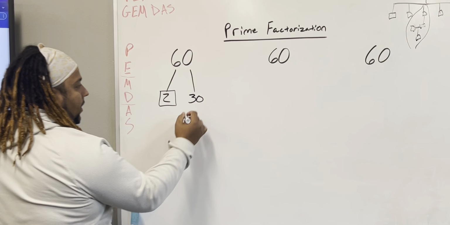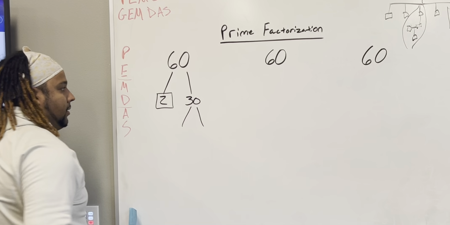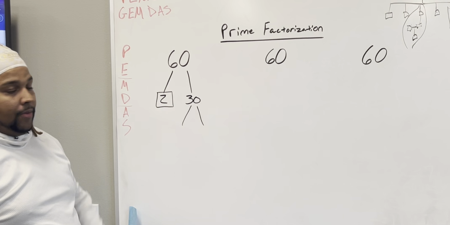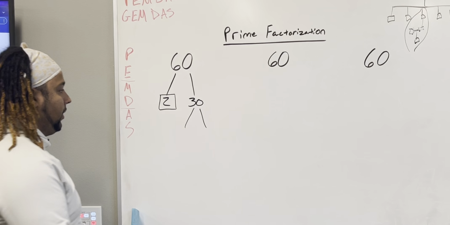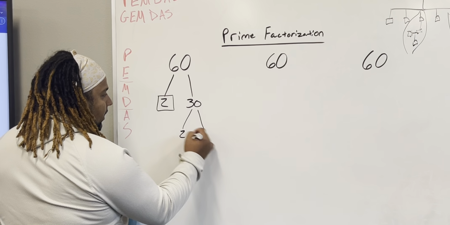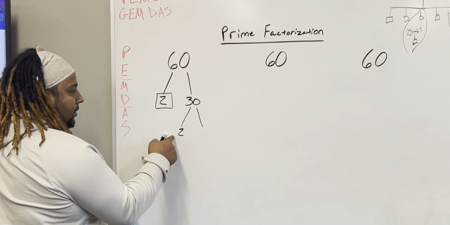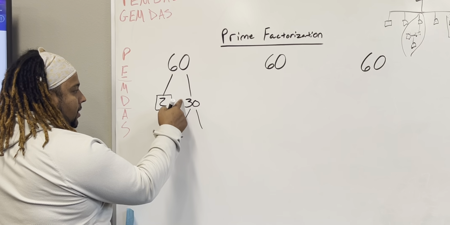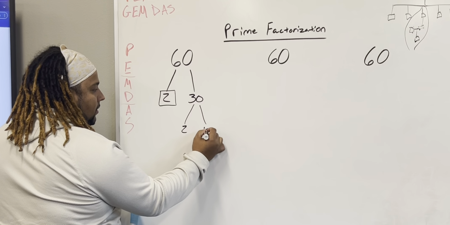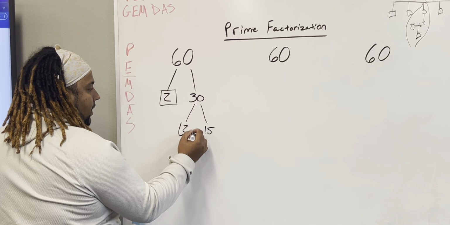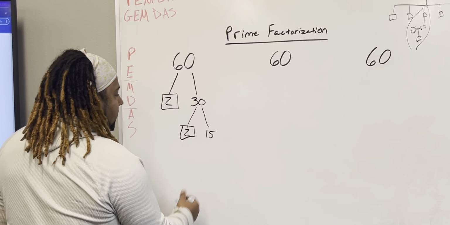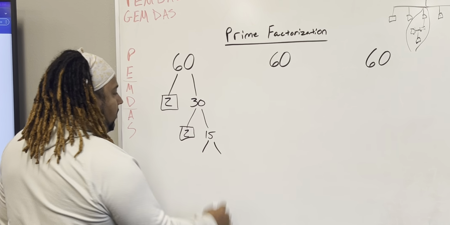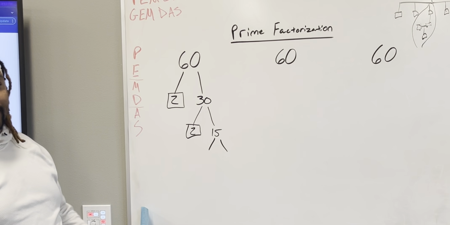But now I have to break down 30. So in this situation, I know 30 is also an even number, so I can do 2 again. Then 30 divided by 2 will give me this answer. 30 divided by 2 is 15. Okay, I have another prime. Now I have 15. I need to break this number down. Now 15 is odd, so obviously 2 won't work.